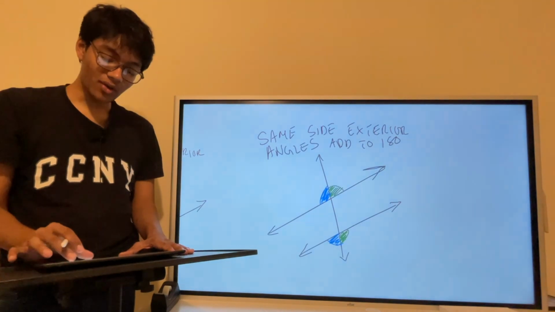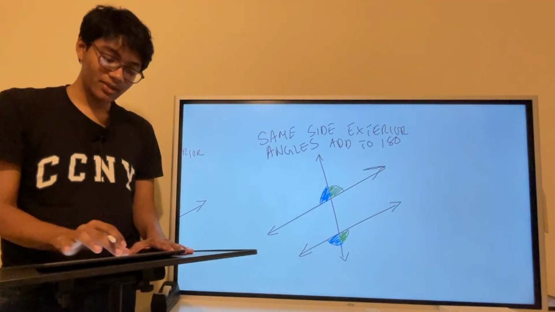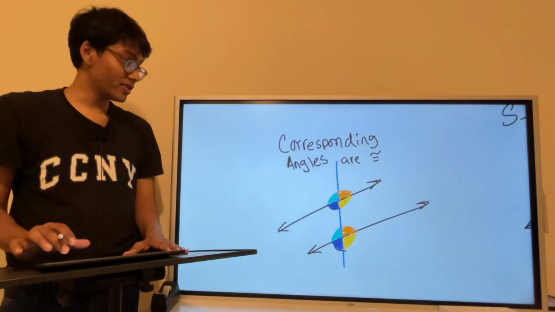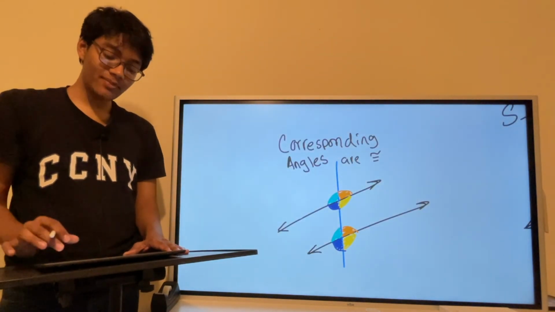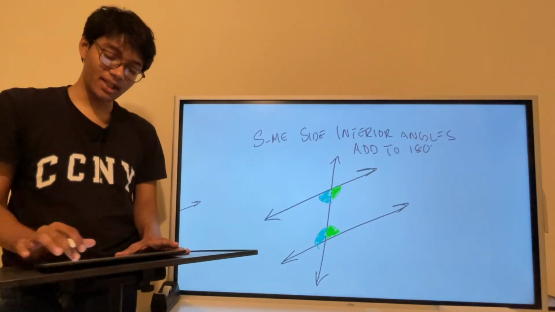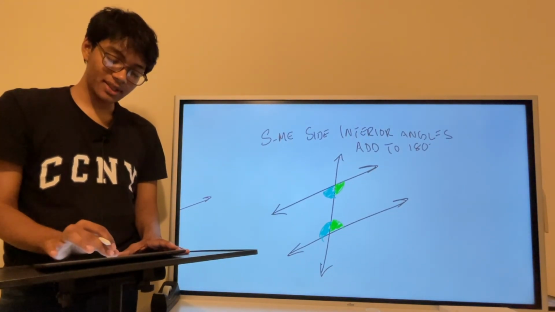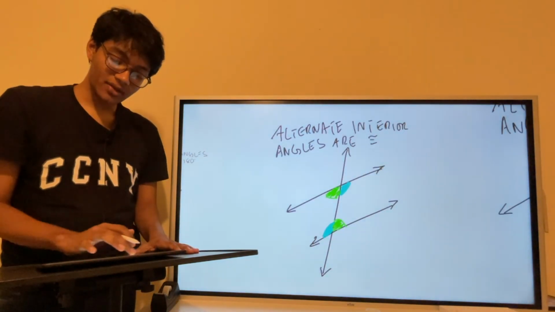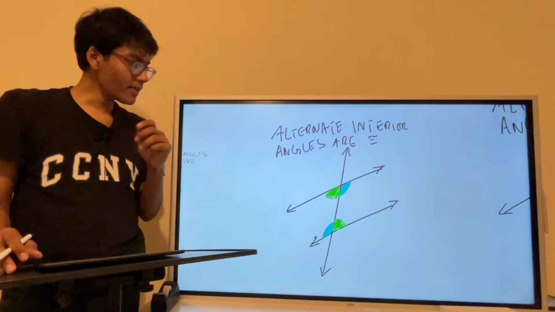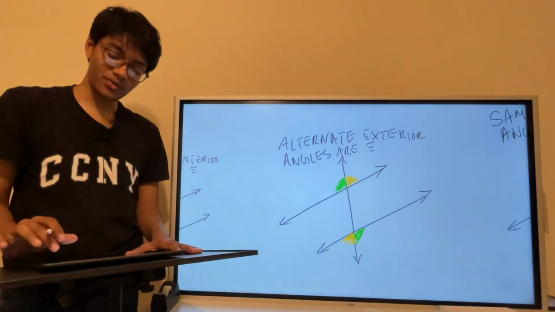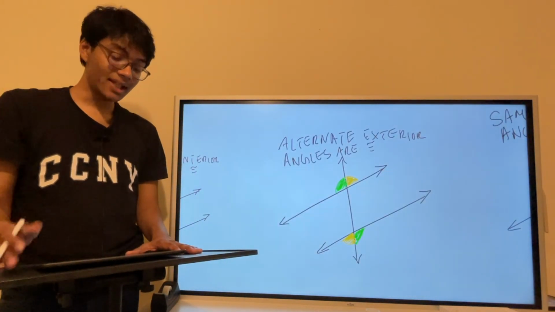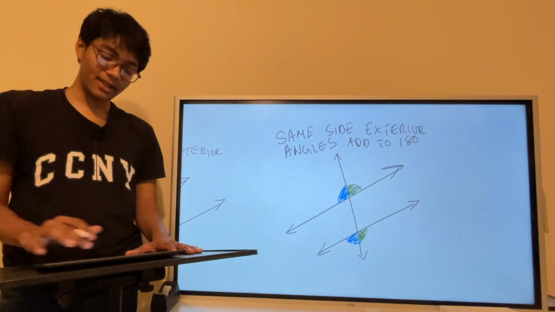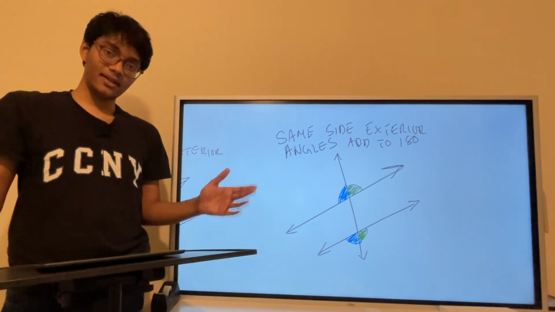Alright folks, so those are all the angles you gotta know about. You gotta know about corresponding angles, which are congruent, and you also have to know about the next type, same side interior angles, which add to 180. You got to know about alternate interior angles, which are congruent to each other. You've got to know about alternate exterior angles, which are congruent. You've got to know about same side exterior angles, which add to 180. And that's it. That's all there is to this lesson. And thanks for watching.